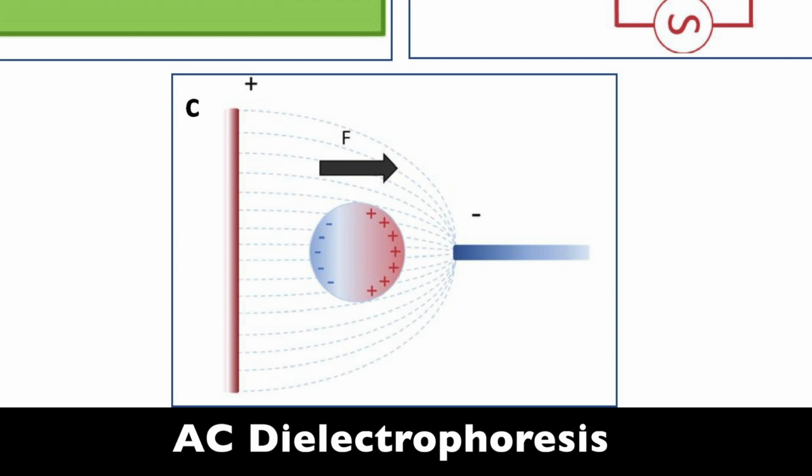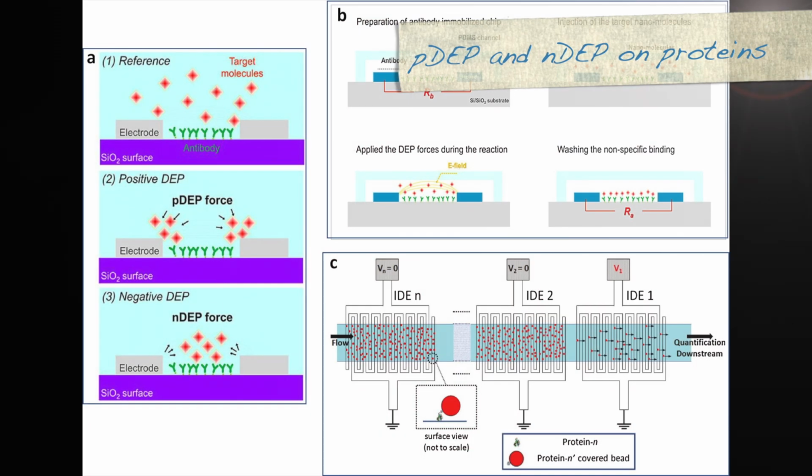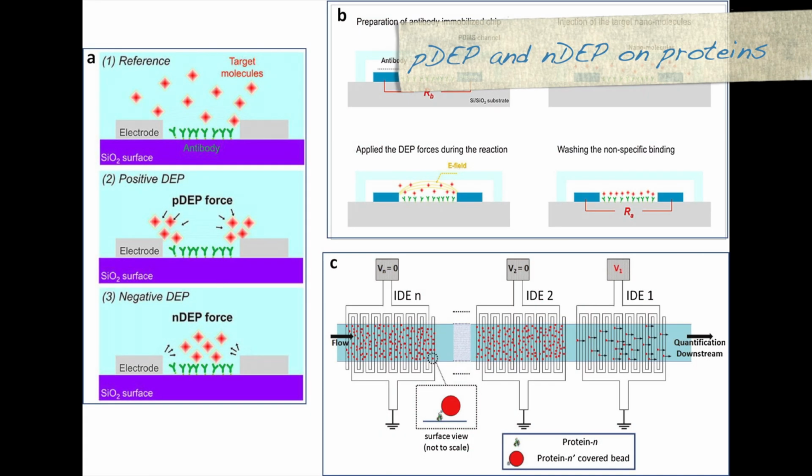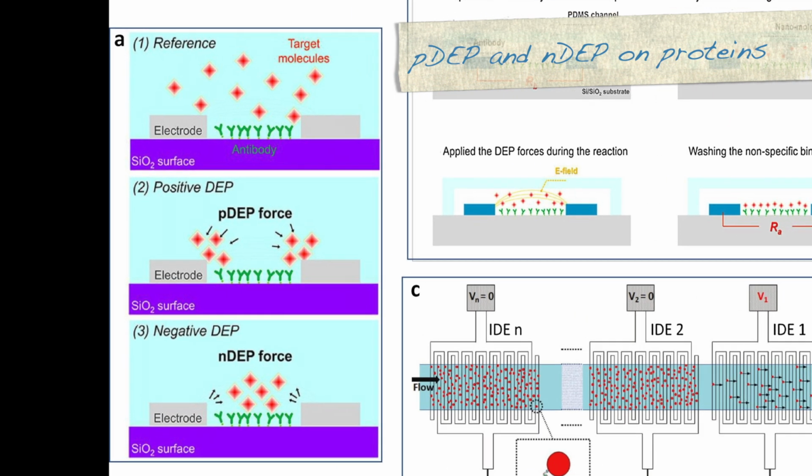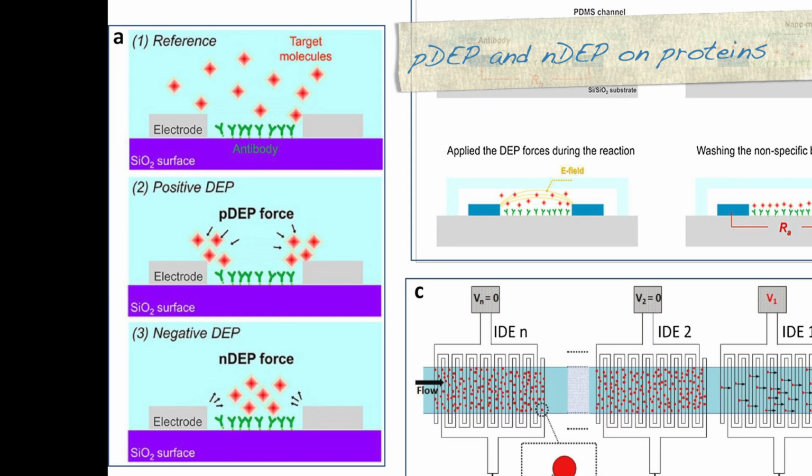Depending on the phase shift of the electrodes voltage, different modes of dielectrophoresis, such as traveling wave and electrorotation, can be generated. So figure A shows the schematic of a positive and a negative dielectrophoresis force acting on bio-macromolecules in the presence of a non-uniform electric field.